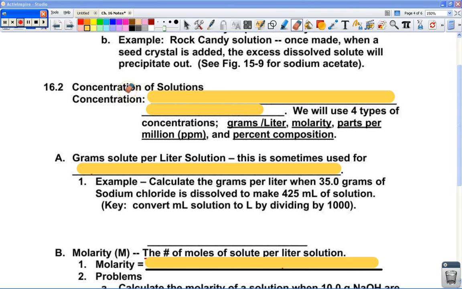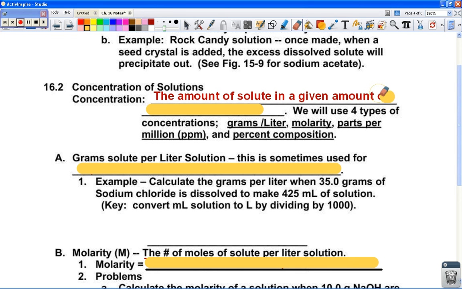Right, so continuing on to 16.2, which is concentration of solutions. Concentration has a particular definition, and it is the amount of solute in a given amount of solvent or solution. We're going to use four types of concentrations. You are expected to know all four of these concentrations according to the standards.